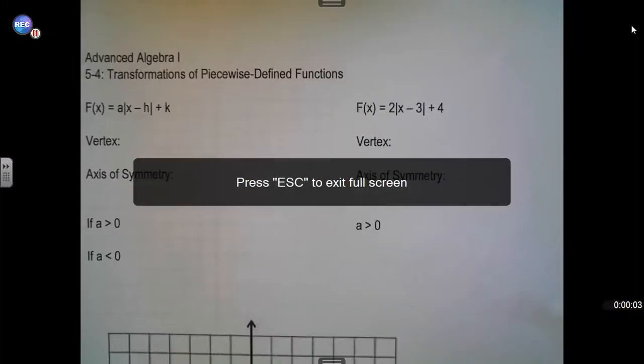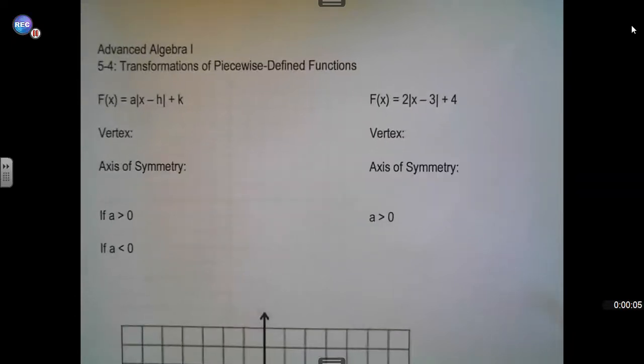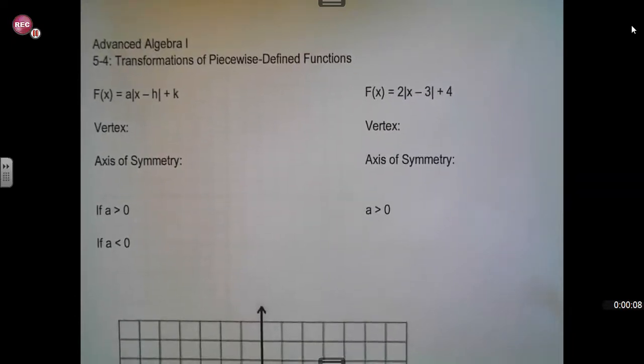All right, Advanced Algebra 1, transformations of piecewise defined functions. Really what's important to me here is just the transformations of absolute value. We did that with that activity with all that graphing. We already looked at those transformations, and in the first section of this chapter, I went over it again. So really that's what we're going to look at.